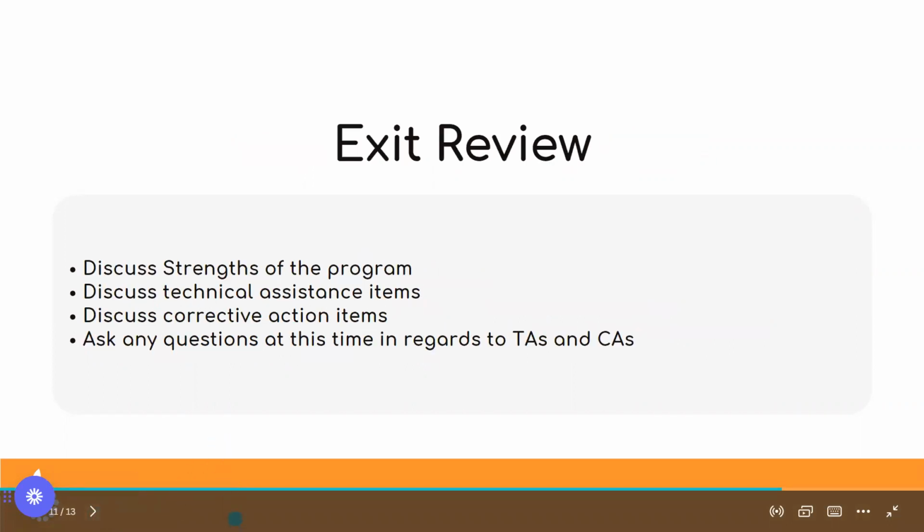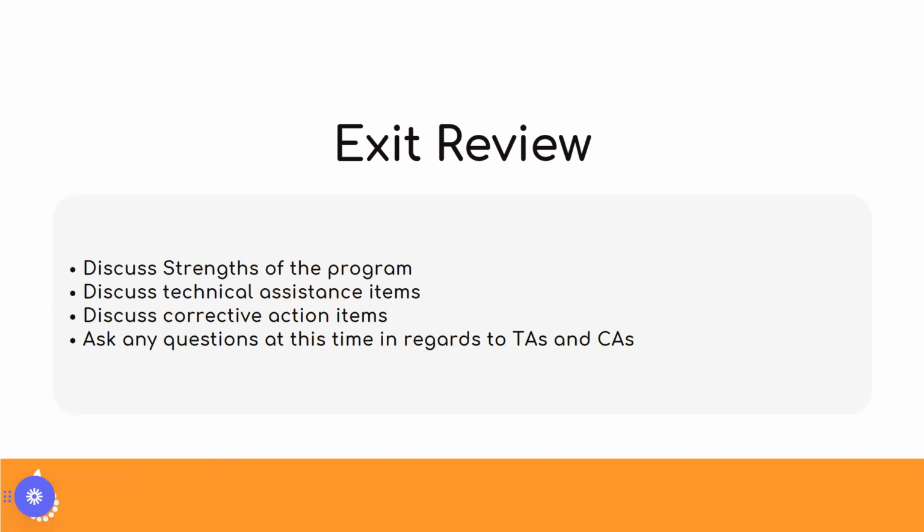Then that exit review. So what is this? This is just a chance for the reviewer to let you know what they found. They'll discuss the strengths of your program. If there's any technical assistance items, these are just recommendations that the reviewer has on ways that you might be able to do things a little bit differently. They'll also discuss at this time if they found any items that require corrective action. We'll go over corrective actions in the final step of this administrative review boot camp. So watch out for that video, it's coming next.